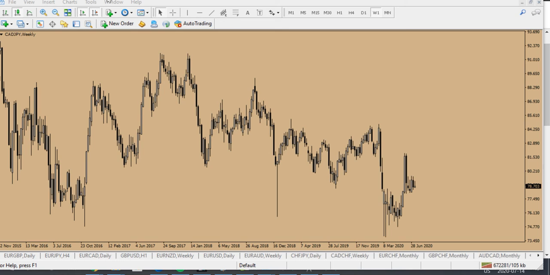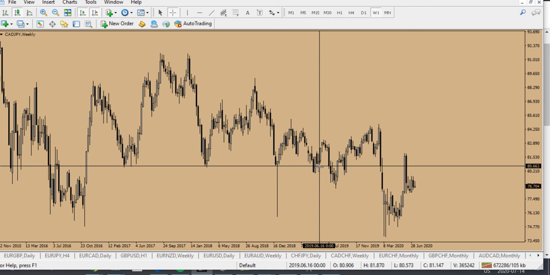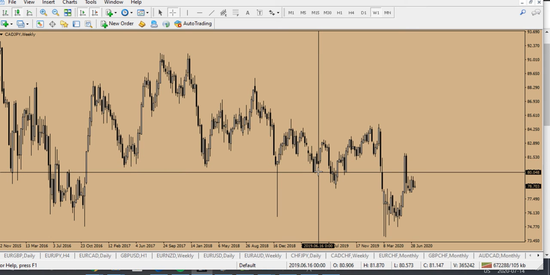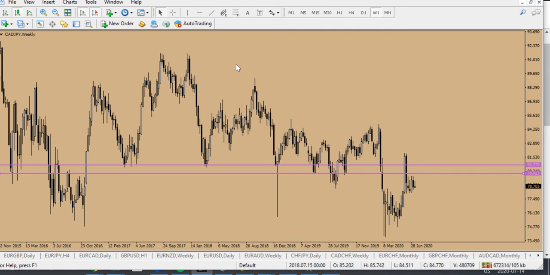CADJPY. This is interesting. This is an interesting weekly support. So that would be an area I would look into for a sell. Let's say it decides to go down instead.